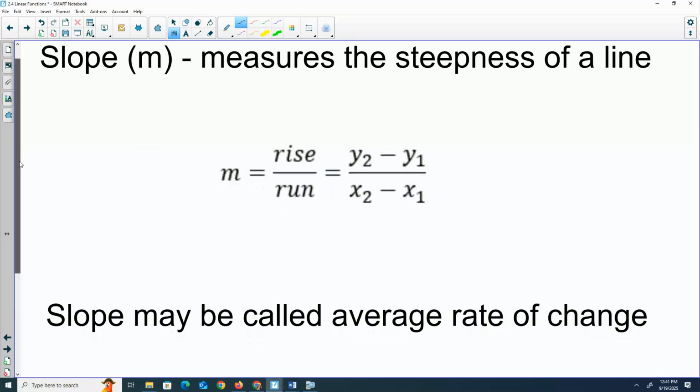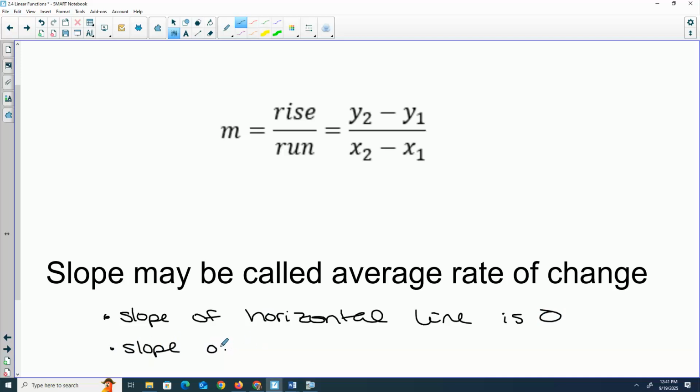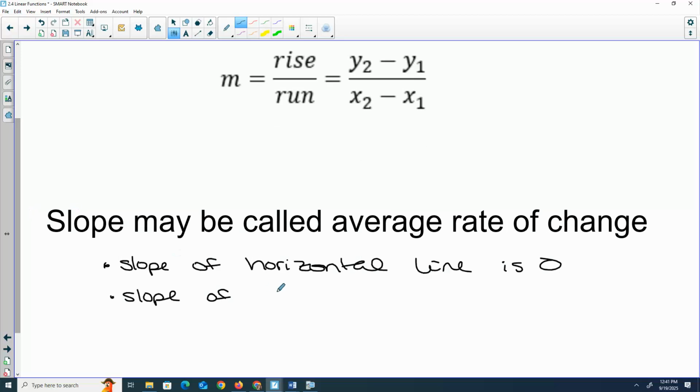What is the slope of a horizontal line? 0. What is the slope of a vertical line? And that's just because of the formula. If it's a vertical line, your x's are all the same, and when you divide them, you're dividing by 0. You can't have that.